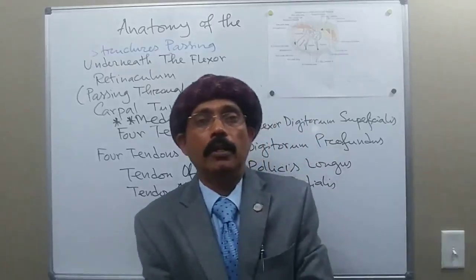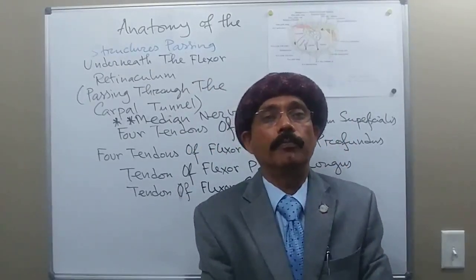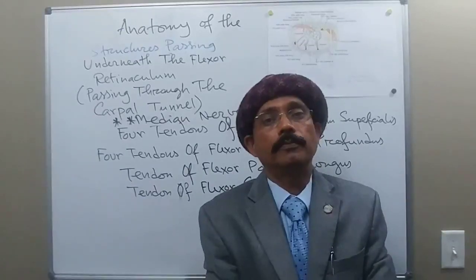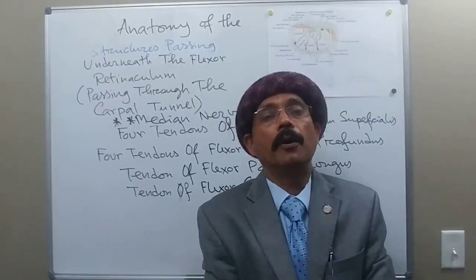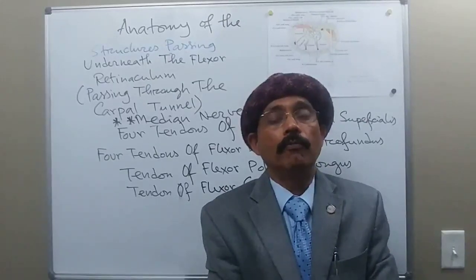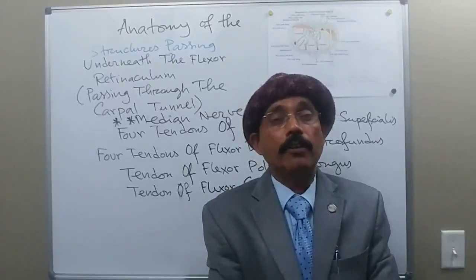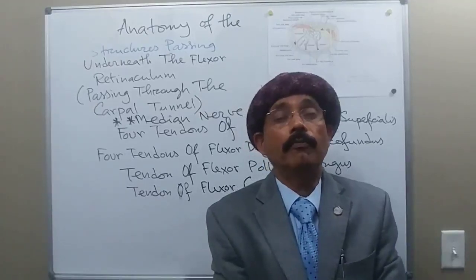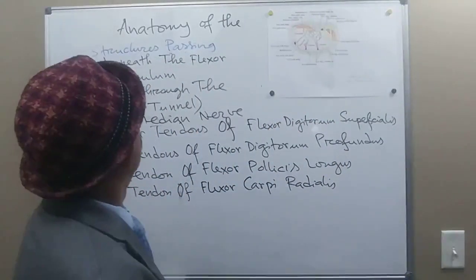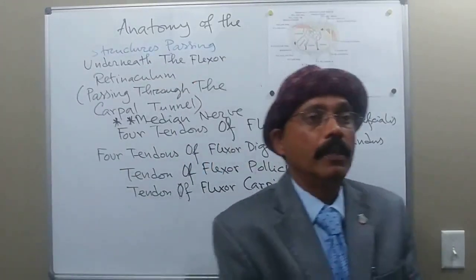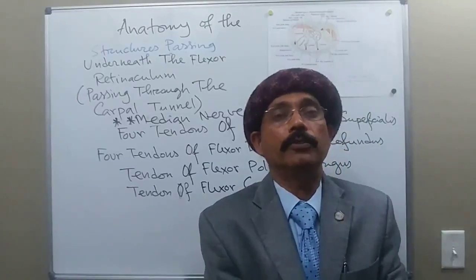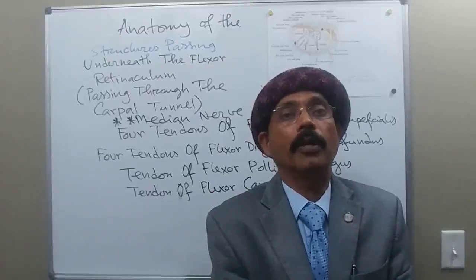So let us summarize. What are the structures passing underneath the flexor retinaculum, or present in the carpal tunnel? The most important structure is the median nerve. Then 4 tendons of flexor digitorum superficialis, 4 tendons of flexor digitorum profundus, 1 tendon of flexor pollicis longus, and we'll also include the tendon of flexor carpi radialis. So we got the contents of the carpal tunnel. Okay. So what is carpal tunnel syndrome? Carpal tunnel syndrome is any condition that compresses the median nerve in the carpal tunnel.